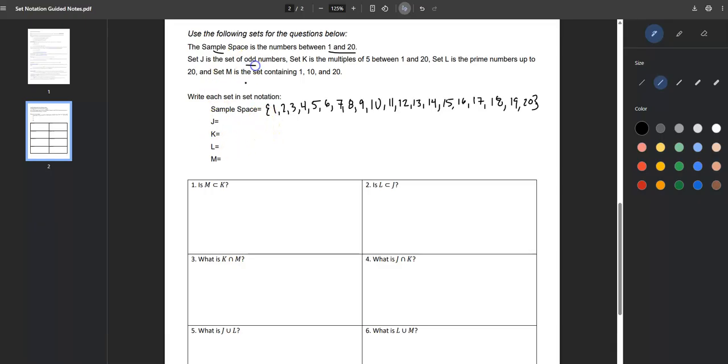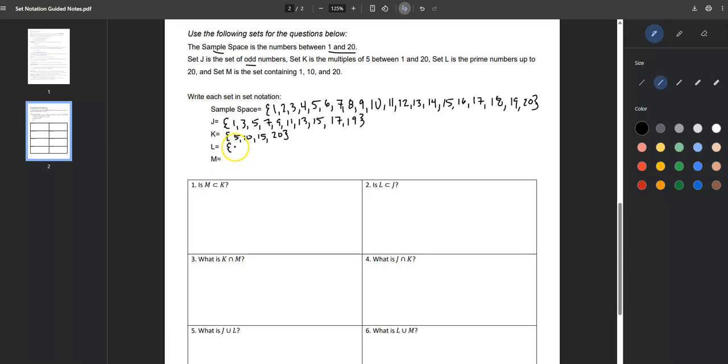Then J is a set of odd numbers from my sample space, so I'm just going to write out all my odd numbers, again with the squiggly brackets. K is the multiples of 5, 1 through 20. So that would be 5, 10, 15, 20. Those four numbers. L is the prime numbers up to 20. So we're going to list those ones out.